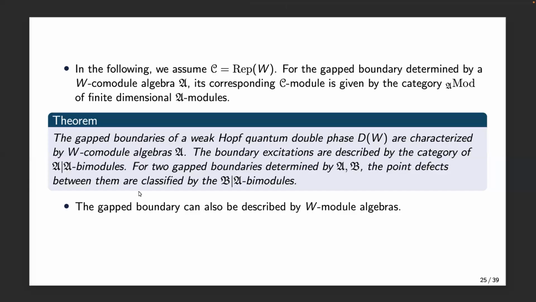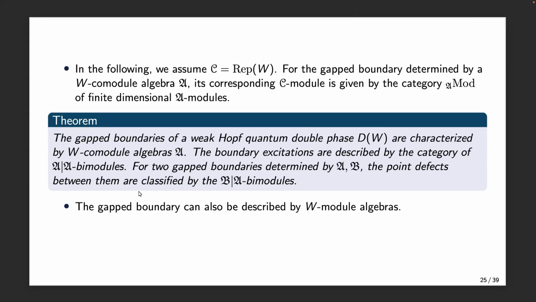So the algebraic theory is that the gapped boundaries of a weak Hopf quantum double model, the quantum double phase, are characterized by this W comodule algebra A. And the boundary excitations can be described by the category of A-modules over A. So this is the general theory.